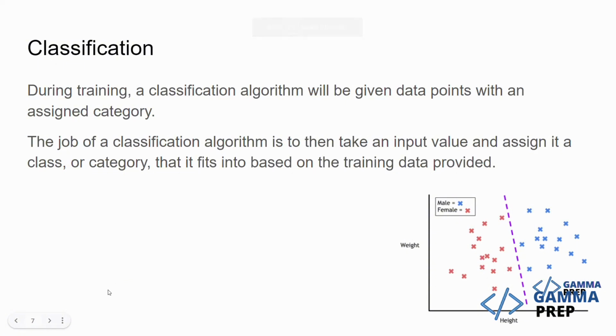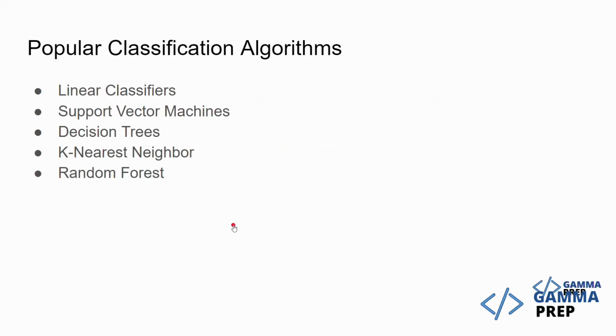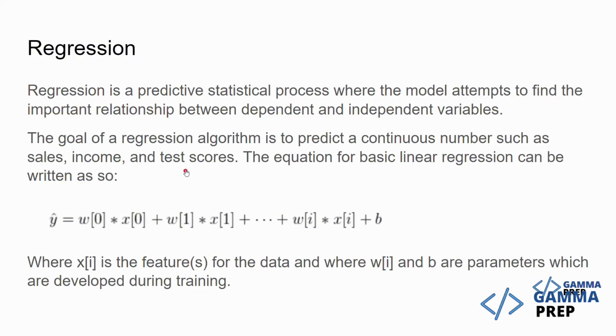Okay, so classification. In classification, what happens is we have a categorical variable as the target. And there are lots and lots of popular classification algorithms. One of them is linear classifiers, so we'll try to cover logistic regression as one of them. We have support vector machines, decision trees, KNN, random forest. So there are lots and lots of popular classification algorithms. In regression, what we do is we try to predict a continuous variable, and more details on regression will be covered when we do linear regression.